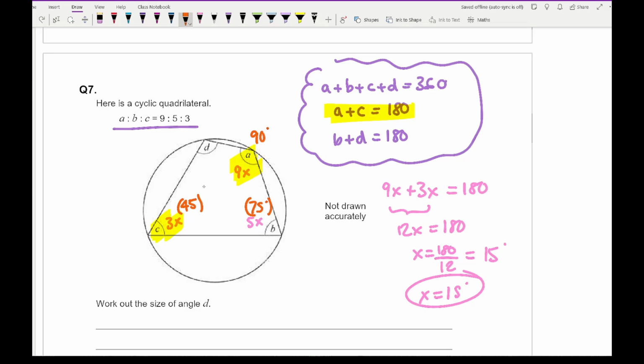And then from that, what we can then do, let me just double check, so I don't think that's right. It's actually 135. So let me just correct that. I knew it didn't sound right. So here we've got 135 degrees. So to work out D, it's going to be 360 minus 45 minus 75 minus 135.